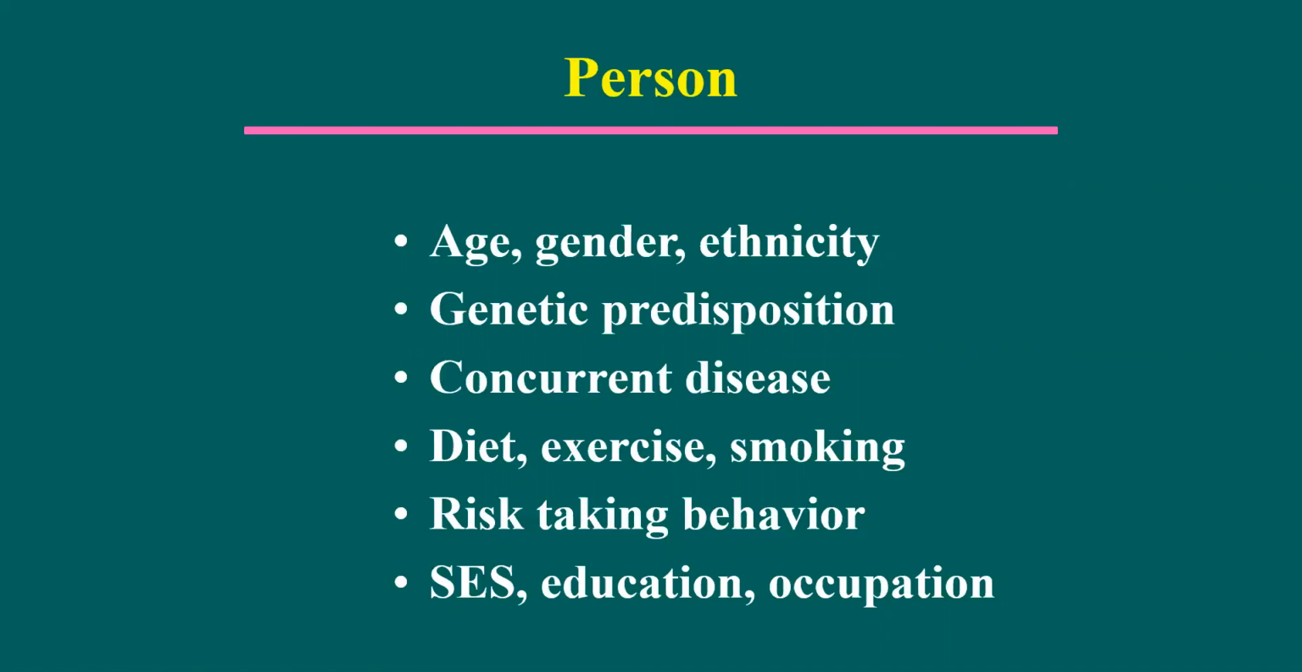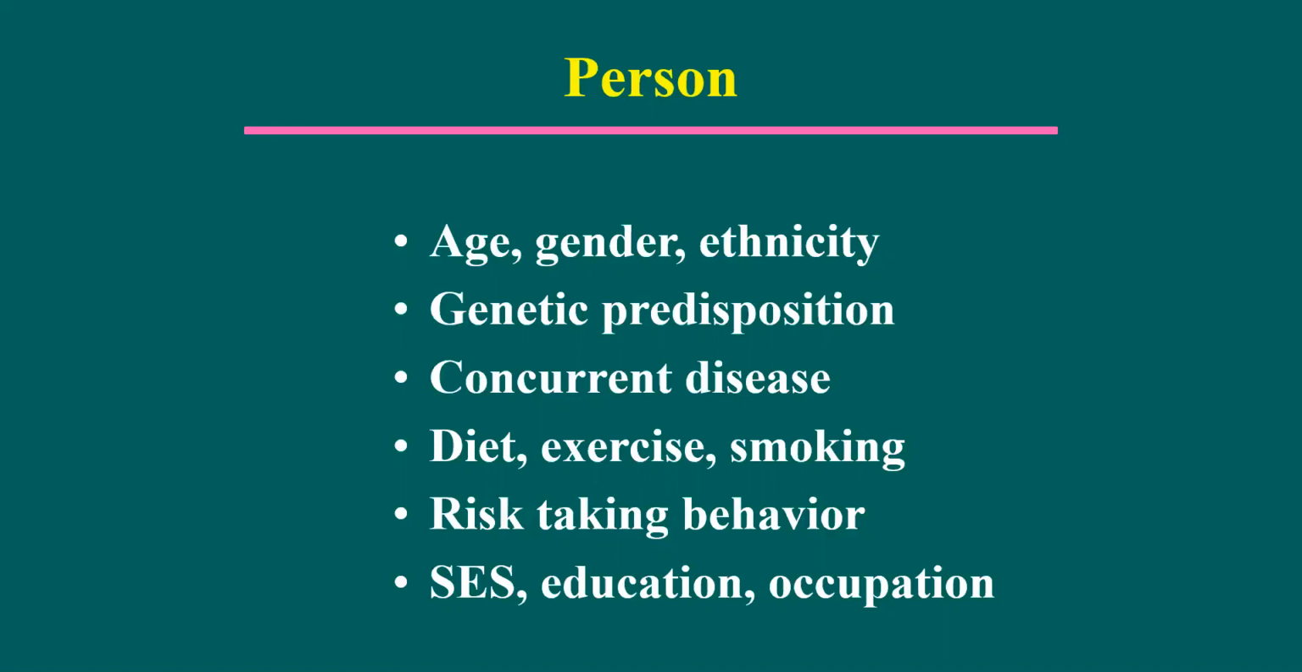Then concurrent disease. I think I gave an example of COVID-19 these days. People with COVID-19 are more likely to die if they've got other concurrent diseases, maybe if they're hypertensive, or have diabetes or cardiovascular disease. So in terms of understanding a person, it's also critical to understand whether they've got concurrent illnesses. Then we have diet, exercise, and smoking. I think these are modifiable risk factors which predispose people to develop disease.